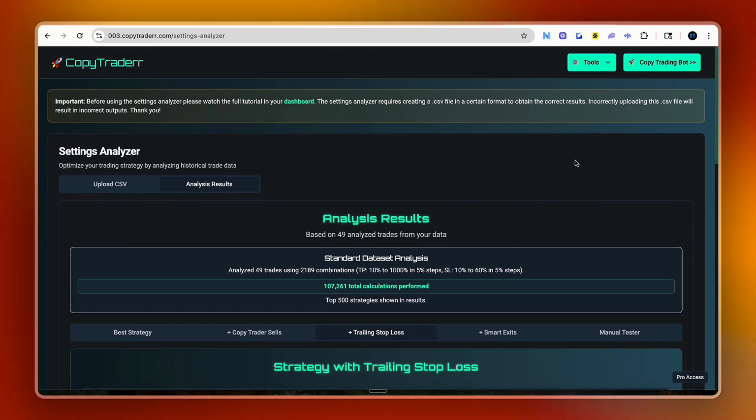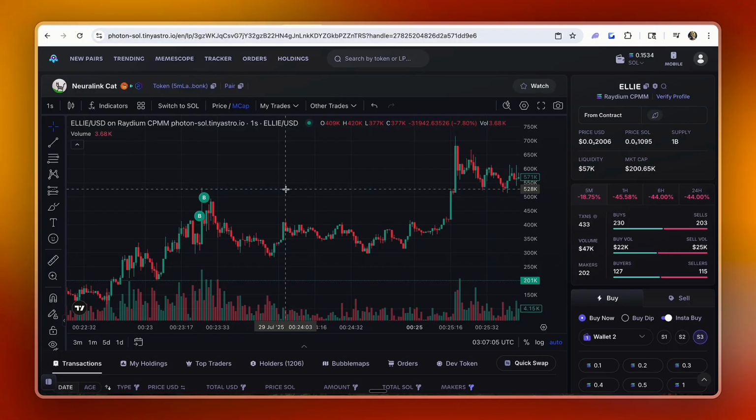The settings analyzer is our most insane tool. So that's another thing you can do to see if you want to turn off the sells, copy the buys, and then find the ultimate stop loss and take profit settings. But the point is that you can see that with all the traders out there, there are just so many possible things that you can do.